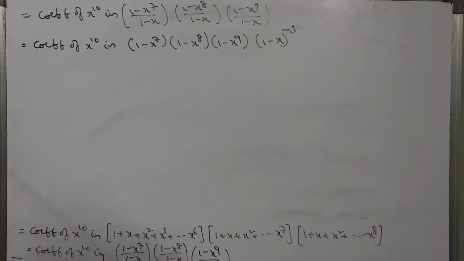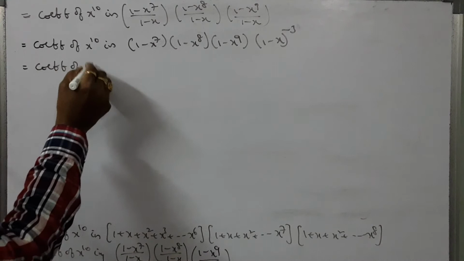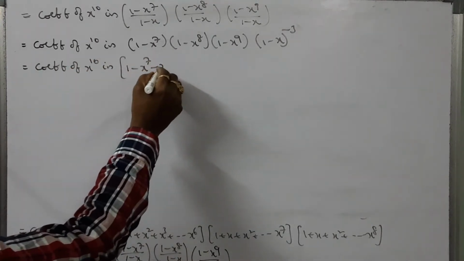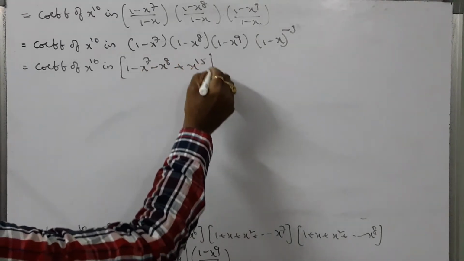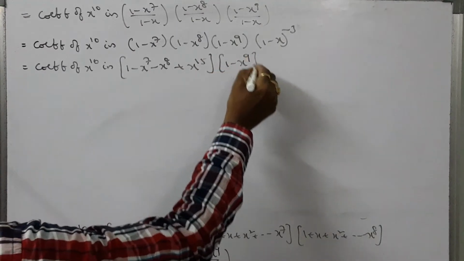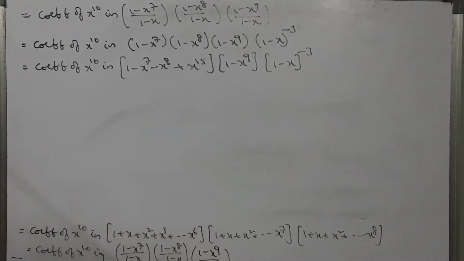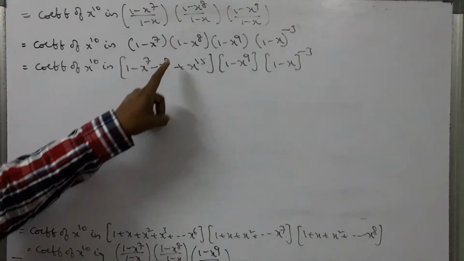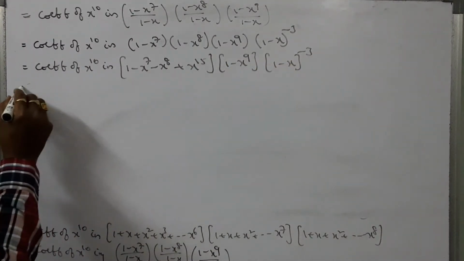Now, see here. First let us multiply these two brackets. What we are going to get? Coefficient of x power 10 in, multiply these two, (1 minus x power 7 minus x power 8 plus x power 15) into (1 minus x power 9) into (1 minus x) whole to the power of minus 3. So here I have multiplied first these two brackets.